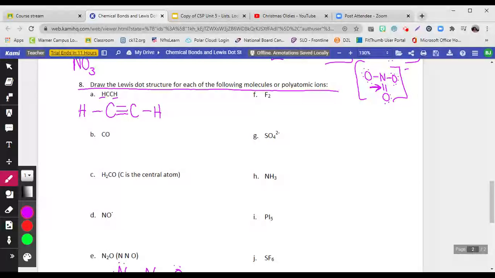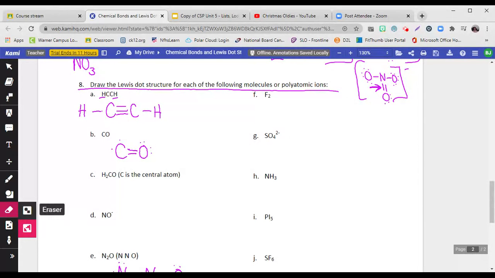For your next one, it's carbon monoxide. Carbon has 4 and oxygen has 6. We start by single bonding. We have not filled either the oxygen or carbon levels, so let's create another bond right there. Where our terminal atom is full, our central atom is not. So we need to fix that.